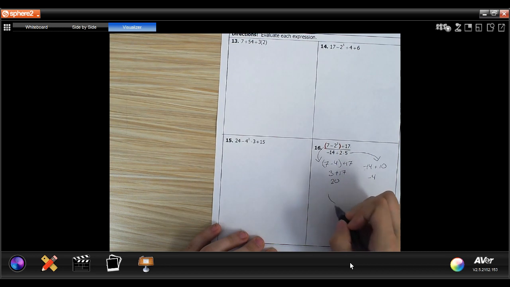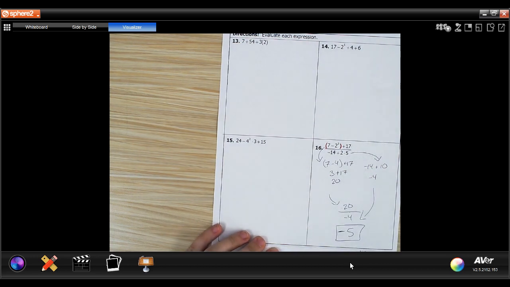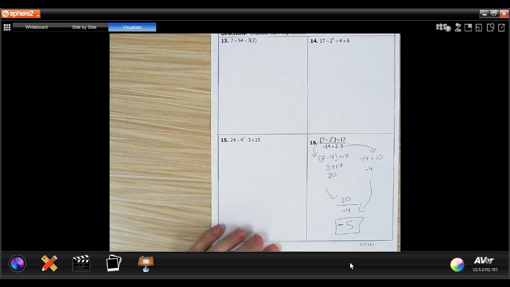So now when we put it back together, we have 20 in our numerator, negative 4 in our denominator. 20 divided by negative 4, well, positive divided by negative is a negative. 20 divided by 4 is a 5. So my answer is negative 5.